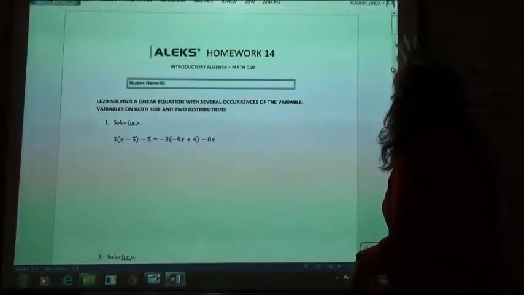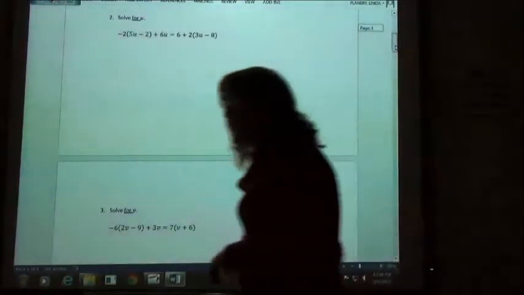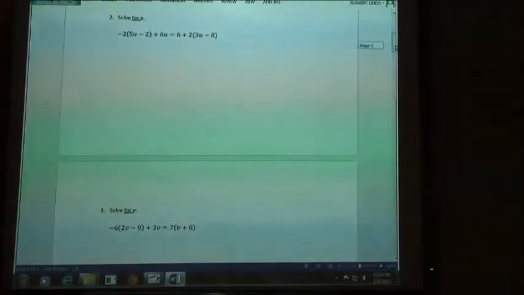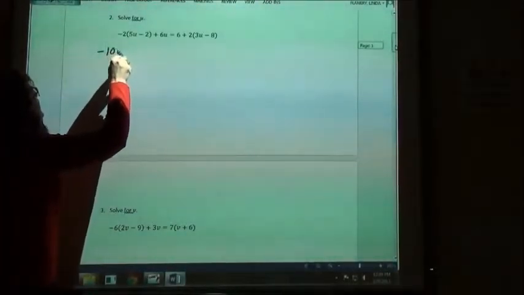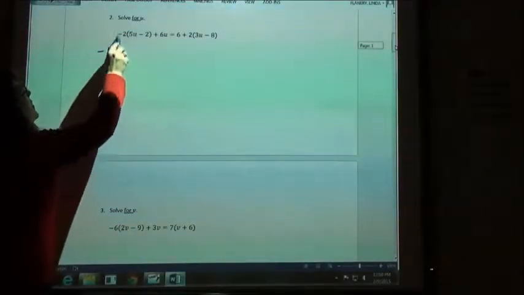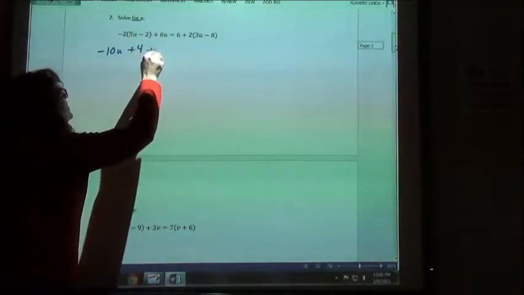All right, so now we're going to do the next one. First thing we're going to do is our distributive property. So we're going to do the left side first. Multiply that out. What are you going to get? Negative 10u, plus 4. Negative times a negative is a positive 4. And then we just bring down that plus 6u.